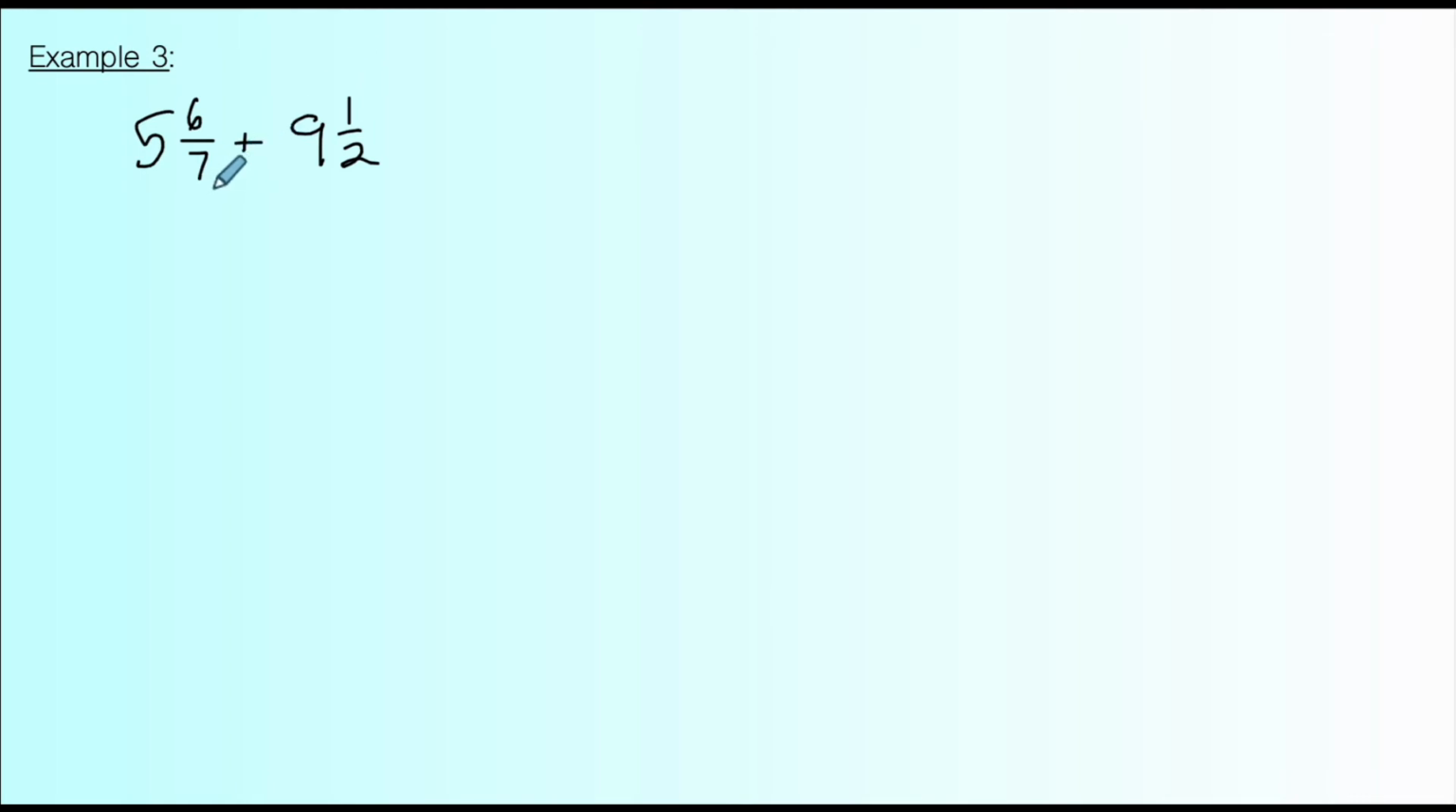So sevenths and halves, or over 2, I need to make them both into 14ths. That's the common denominator, the easiest one at least. So first fraction, I'm going to multiply by 2. That's going to come to 5 and 12/14, plus, because we're adding this time, 9 and 7/14. Those fractions, you can see how I got there. I multiplied. And now I'm just going to add.